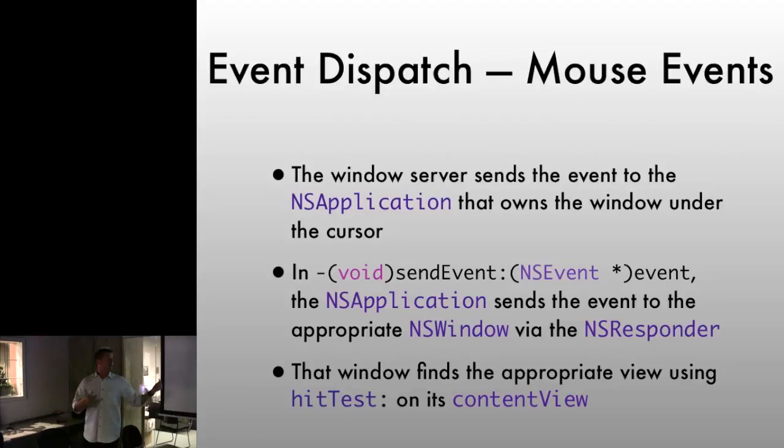If your application is in the foreground and you click the mouse, an event is sent through the responder chain to figure out which window your application has in front that should respond to the click. The view is then found within the appropriate window using this method called hitTest on the content view of the window. This is all under-the-hood stuff that you don't necessarily need to be concerned with unless you're trying to do some very specific event handling.